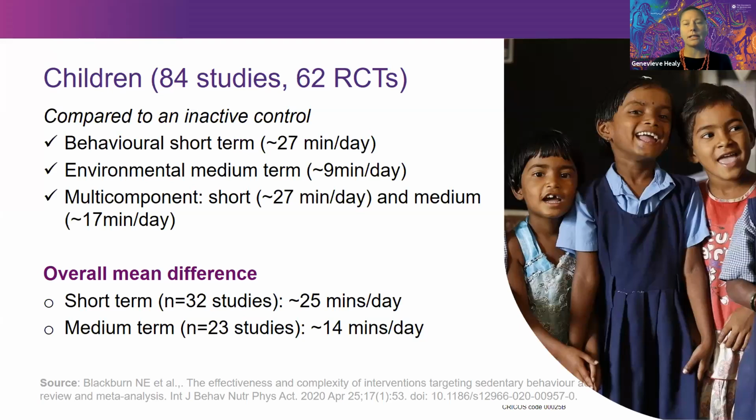In their review, Blackburn and colleagues separated their findings depending on whether the intervention group was compared to an active or inactive control. The substantial majority of studies included in the children's component of their review compared the intervention findings to an inactive control, so focused on these results. Here, the meta-analysis showed that statistically significant reductions in sedentary behaviour have been achieved with behavioural and environmental approaches, as well as multi-component approaches. Only the multi-component interventions achieve significant changes in both the short and medium to long term. And they classified short term as 6 months or less and medium to long term as over 6 months. The overall mean difference was fairly modest at about 25 minutes per day in the short term and 14 minutes per day in the medium to longer term.